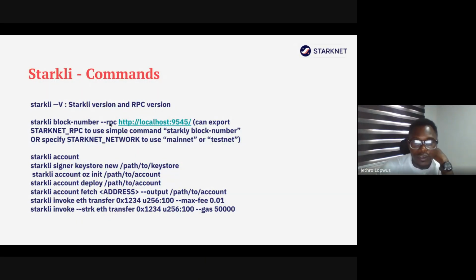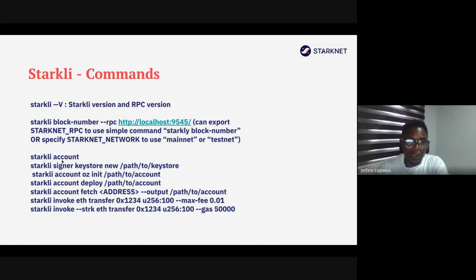The first one you are seeing here is the RPC URL. I think I've spoken about this. This is when you have your node running locally on your device, then you can run this particular starkli block-number command, specify the RPC URL, and it is going to help you check the block number, and you specify the network, whether it's testnet or mainnet.